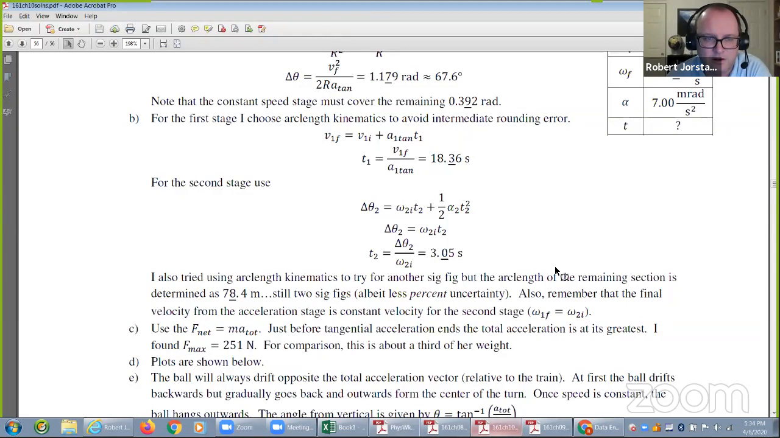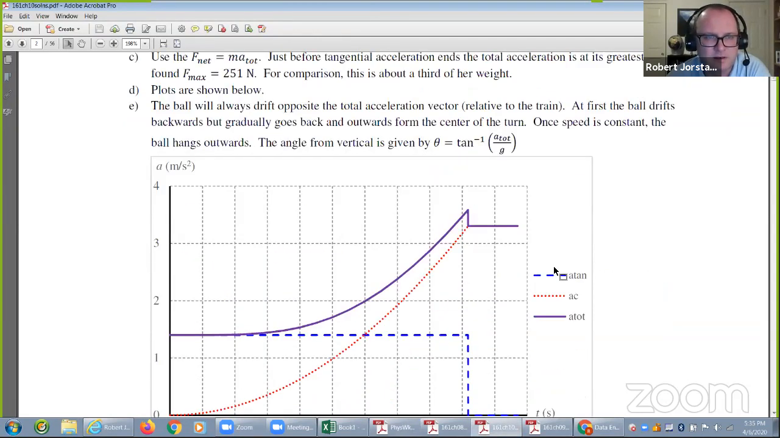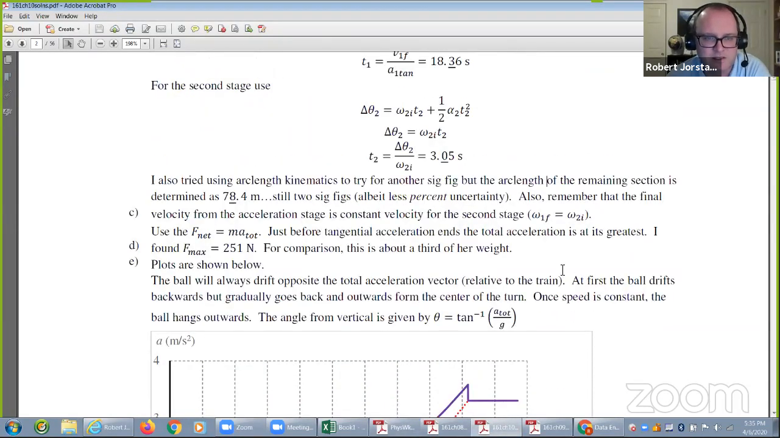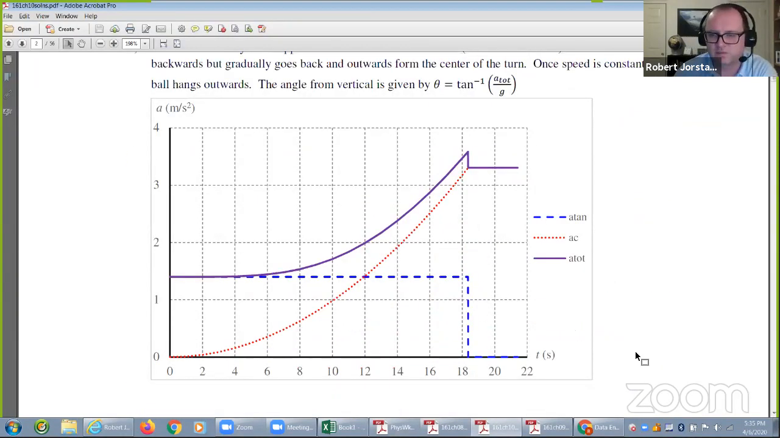It looks like I reordered this question, but I don't understand what I'm doing there. Maybe I skipped a step. I apologize. But here's what those plots look like.